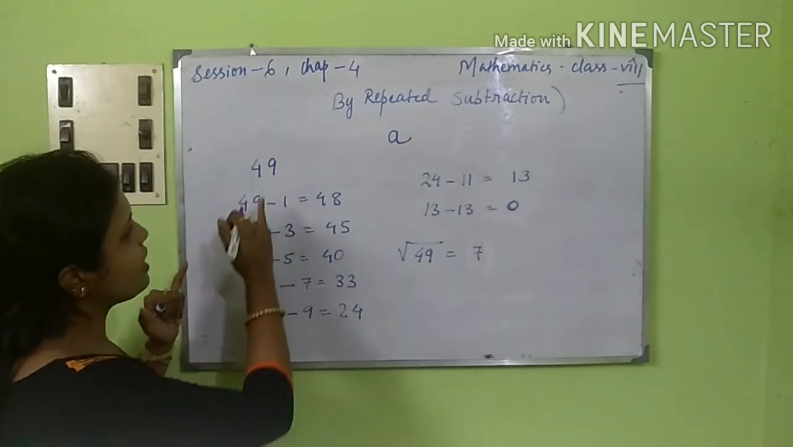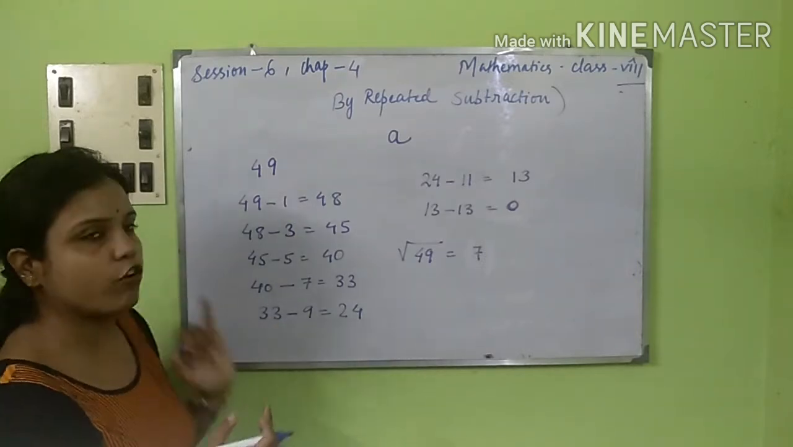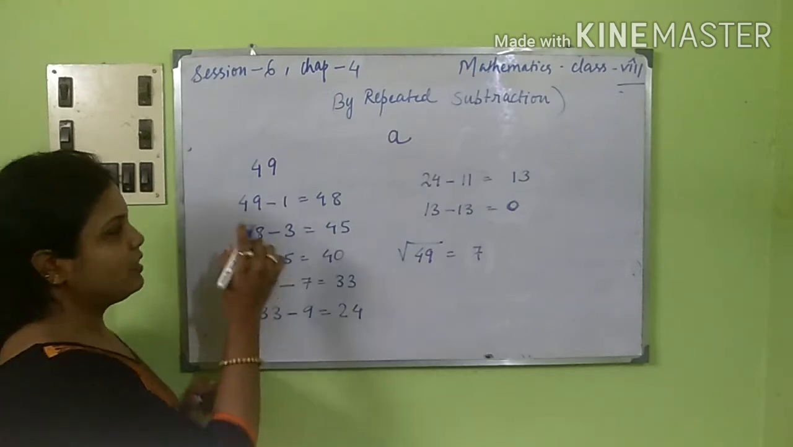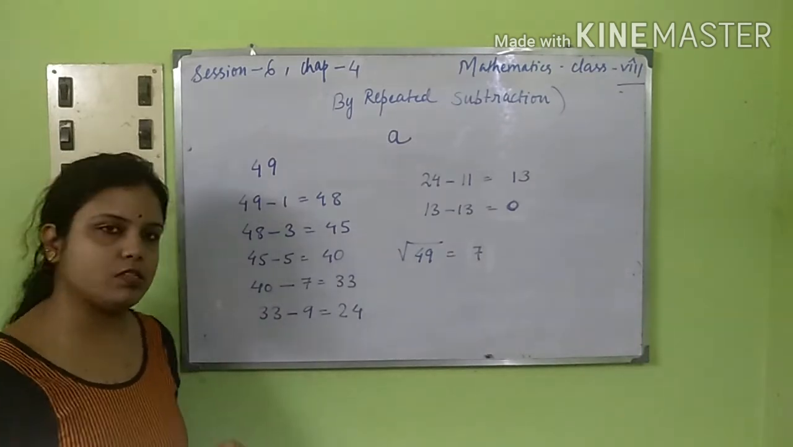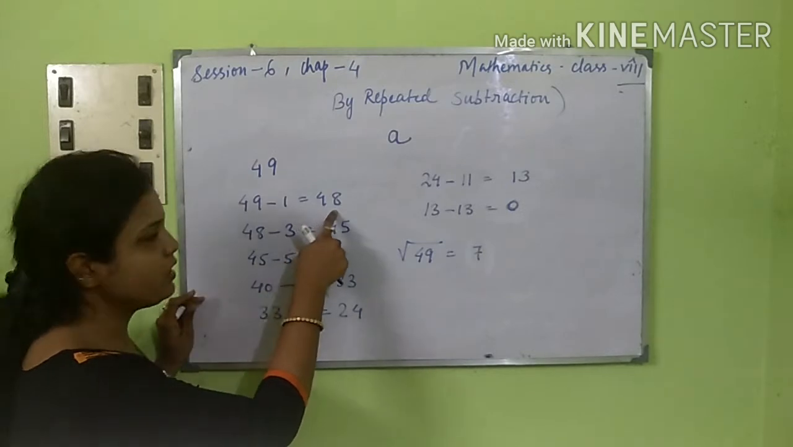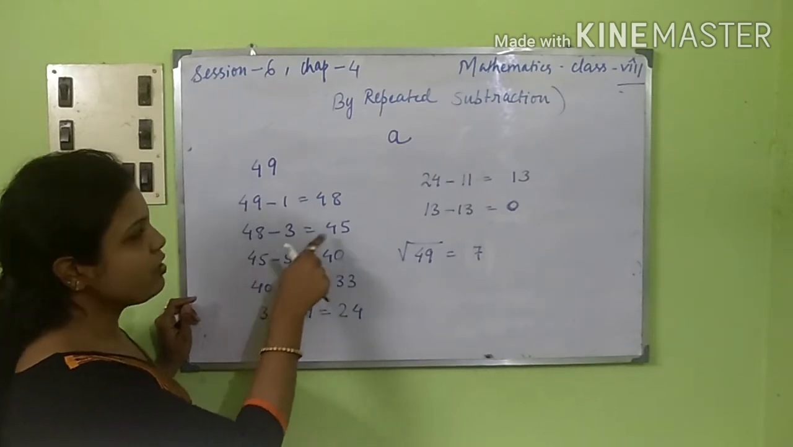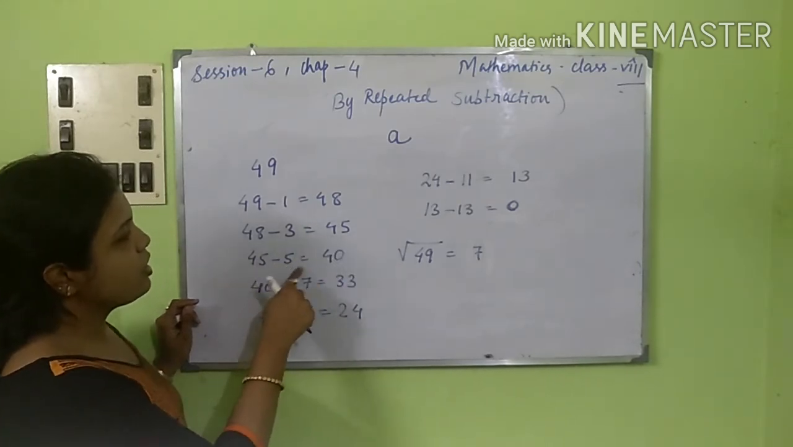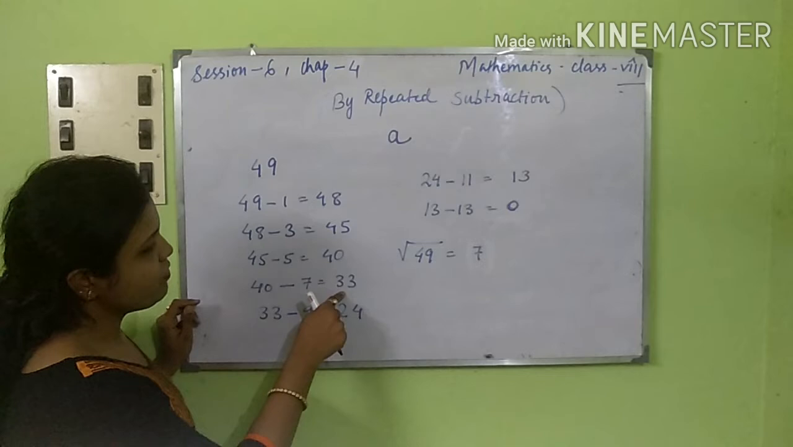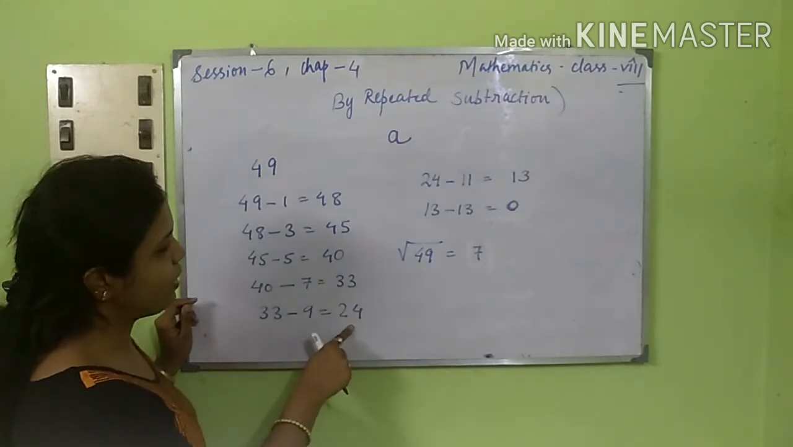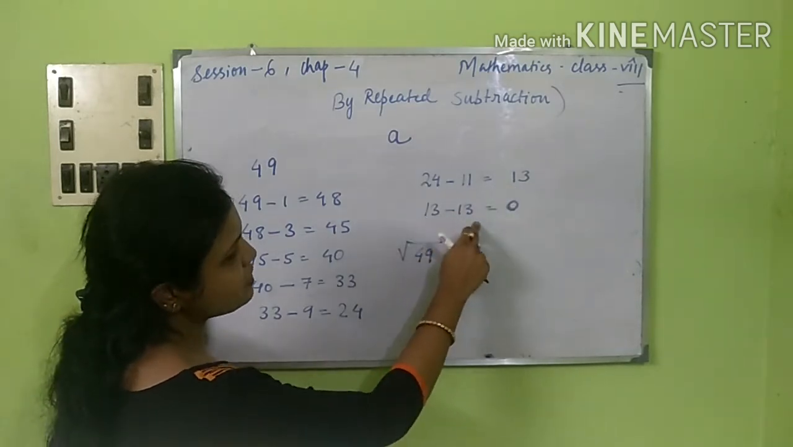Okay, like I have taken for example 49. Suppose we don't know what the square root of 49 is. Supposing this to be A, we are going to subtract all the odd numbers in order. So starting from 1, 49 minus 1 is 48. 48 minus 3, we get 45. Again 45 minus 5 equals 40. You can see 1, 3, 5, 7, 9, right? So 40 minus 7 we get 33. 33 minus 9 we get 24. Then 24 minus 11 we get 13, and 13 minus 13 we get 0.